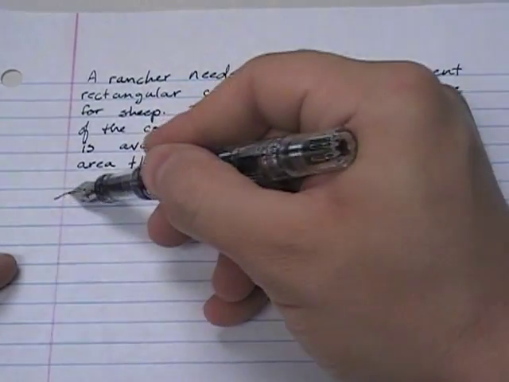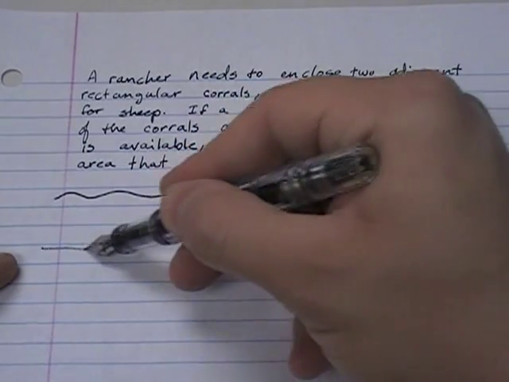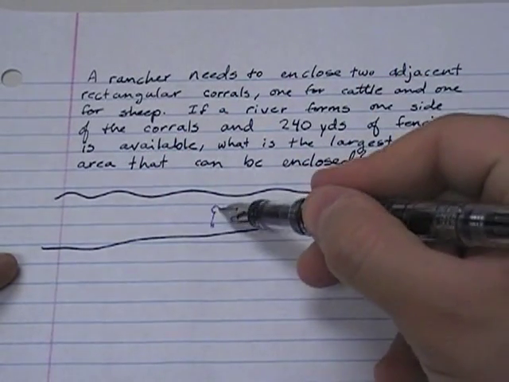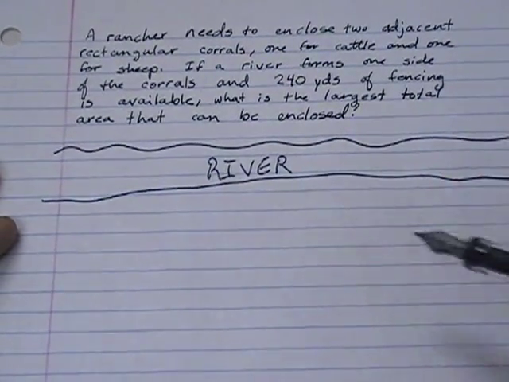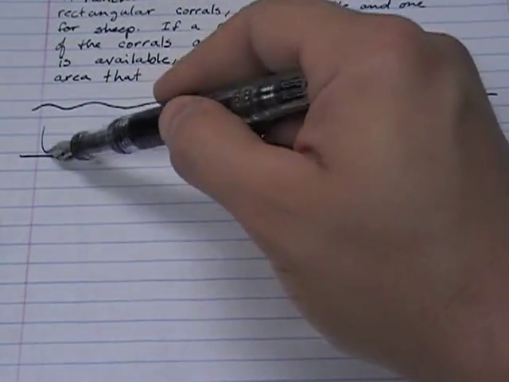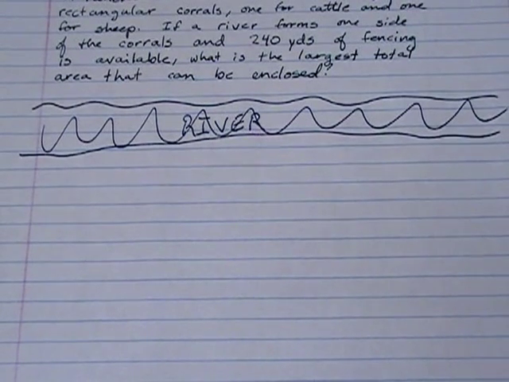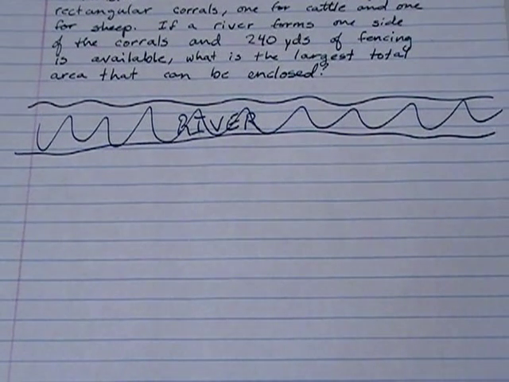Now, I like to look at it like this. All right, so here we have our river. This is our river, and we're going to just shade that in some nice dark blue here. And we're going to use that river as one side of our fence because obviously cattle and sheep must be afraid to cross the river. At least according to this problem they are.